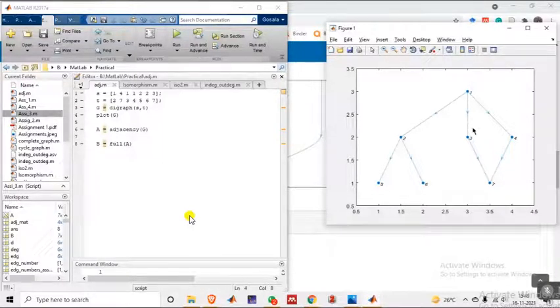Yeah, there are 7 vertices in this graph. So for this graph, when you want to create an adjacency matrix, you should be creating a matrix of 7 by 7. That means 7 rows and 7 columns. So you will be creating a 7 by 7 matrix, which is the adjacency matrix of this graph.